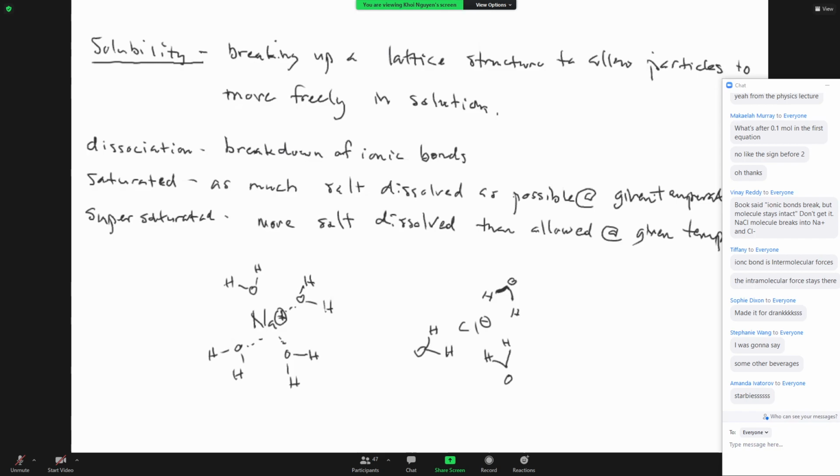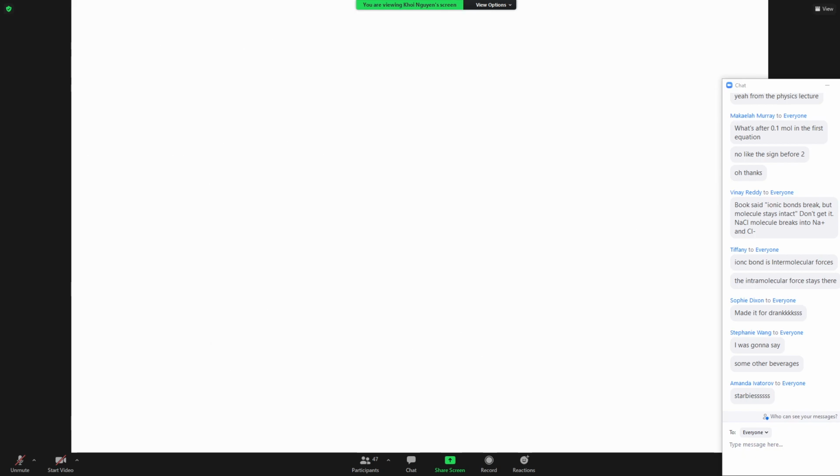The next thing that we need to know is the difference between solubility product and molar solubility, and which one is more important. KSP is commonly referred to as the solubility product.